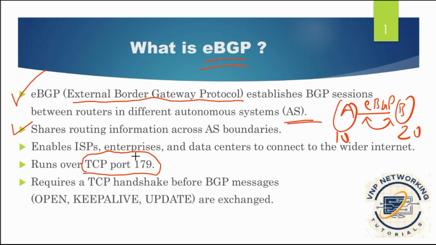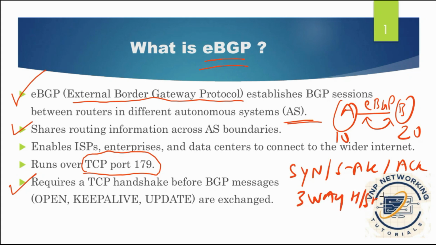Before any BGP messages are exchanged, the routers must first establish a TCP connection using the TCP three-way handshake process. The TCP handshake includes a SYN, SYN-ACK, and ACK. We have seen what is SYN, what is SYN-ACK, and what is ACK in our previous lecture. So these three messages are required to complete the three-way handshake. Once the TCP session is successfully established, BGP starts exchanging its messages.